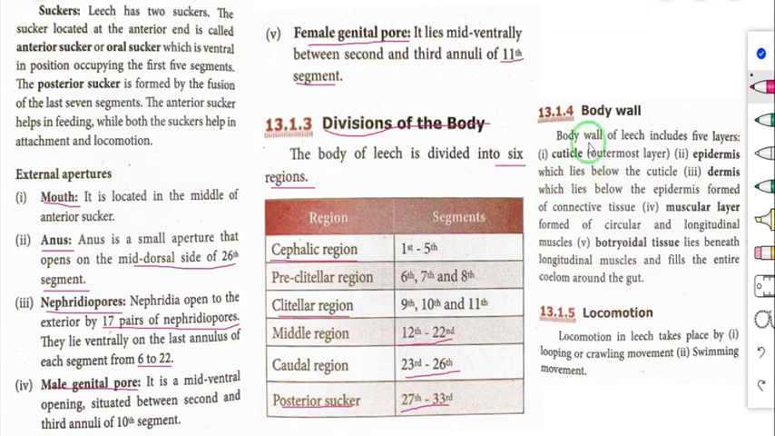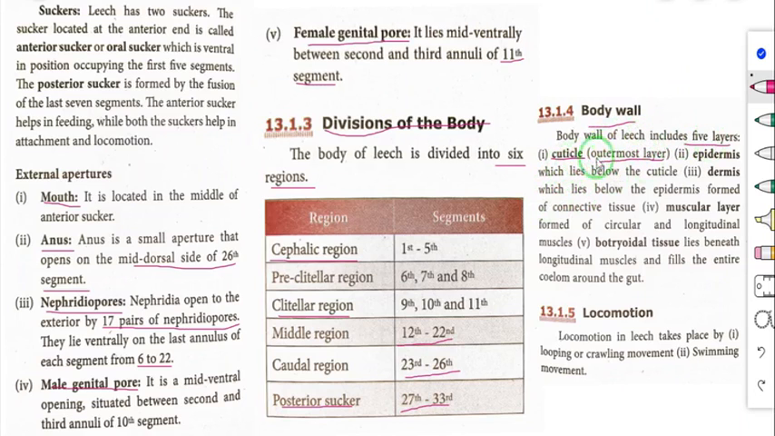The next one, body wall. The body wall of leech includes 5 layers. The first layer is known as the cuticle layer, that is the outermost layer. In our body, skin is the outer covering. Like that, the body wall of leech has 5 layers.